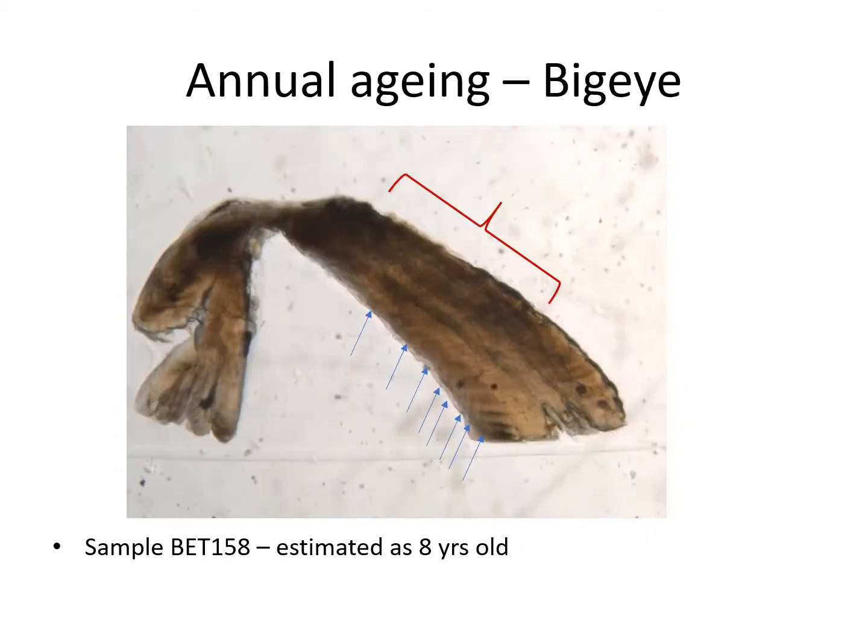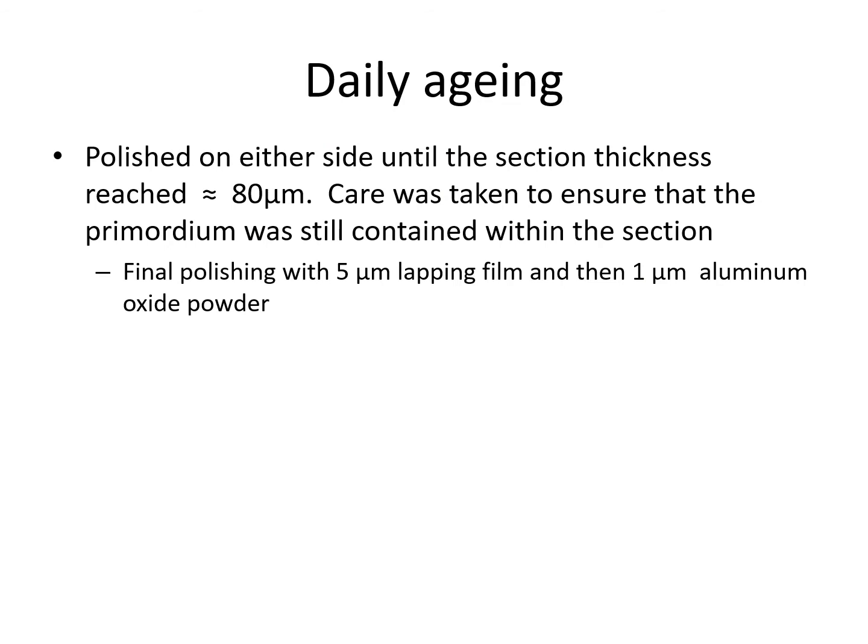And if we look at a bigeye otolith prepared for annual aging, we can see very similar otolith structure. And so this gives us confidence that the annual aging method is applicable for tropical tunas. We'll now move on to the daily aging methods.